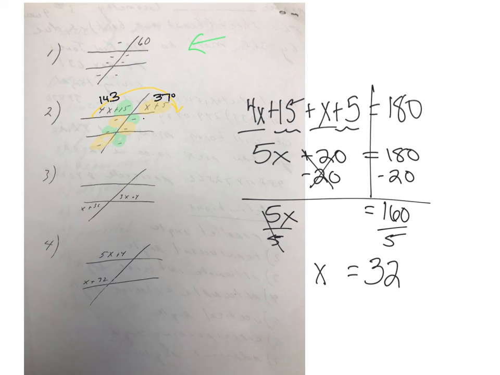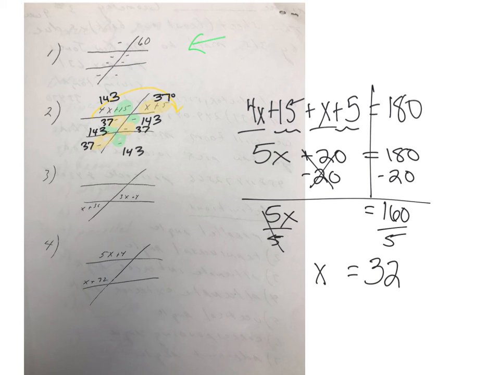So I know this green one is 143. I know this green one's 143. I know this green one's 143. And then I know these yellows are 37 each. So suddenly you know all of those. You should be able to do something similar with these down here. This one will be a little bit different. I'll show you 3, and then you'll be able to do 4 based on what we do in 3.